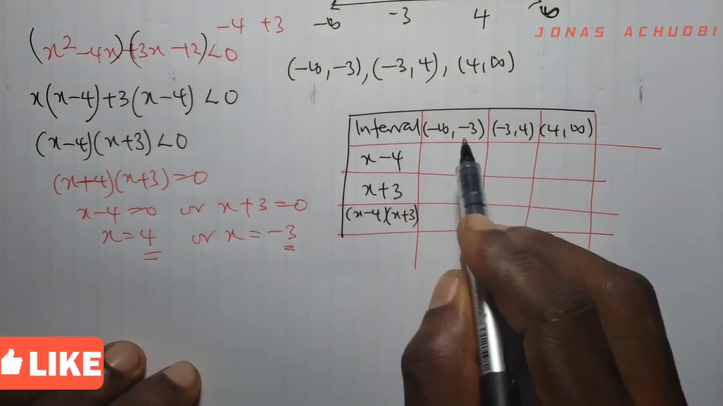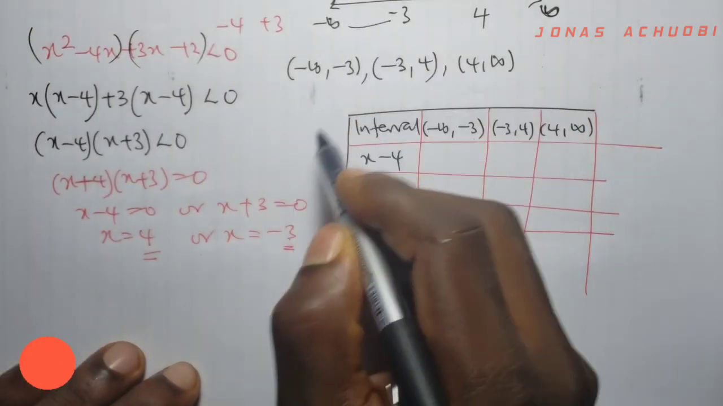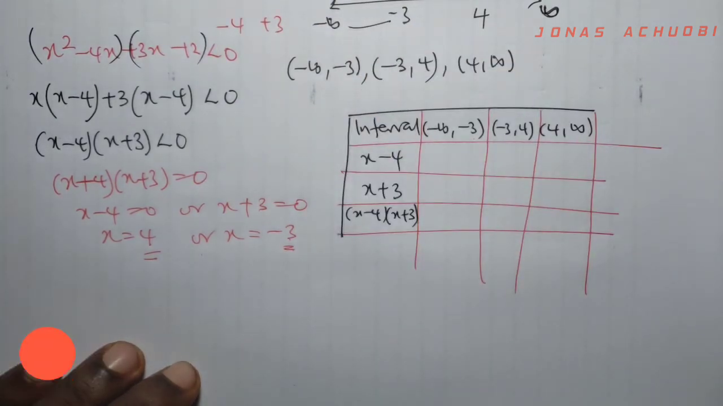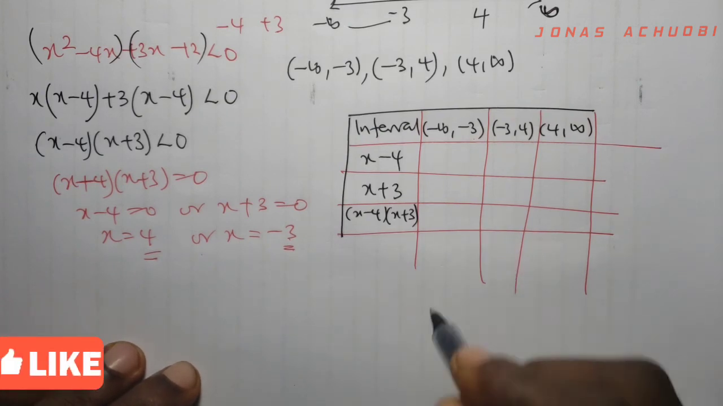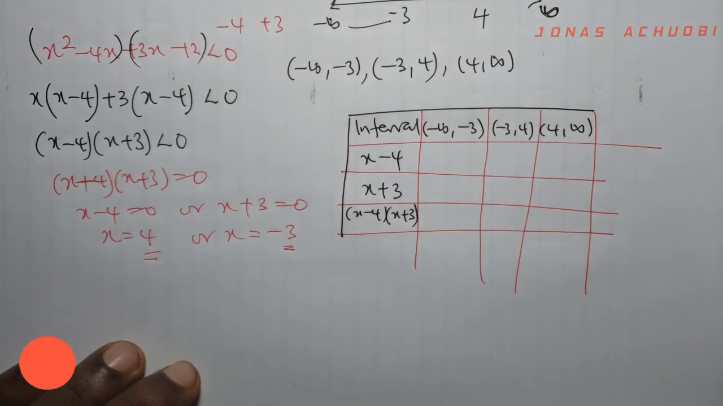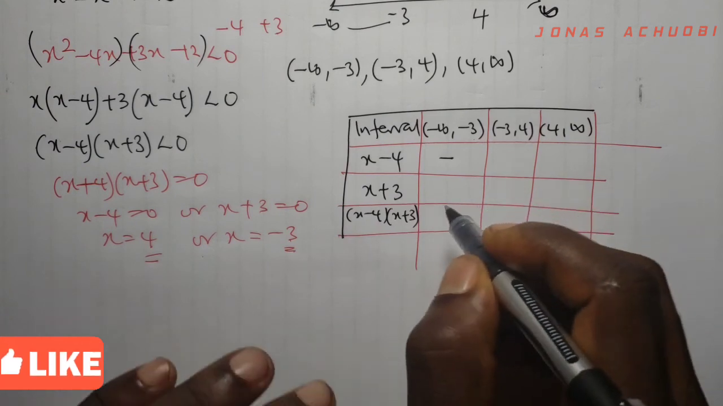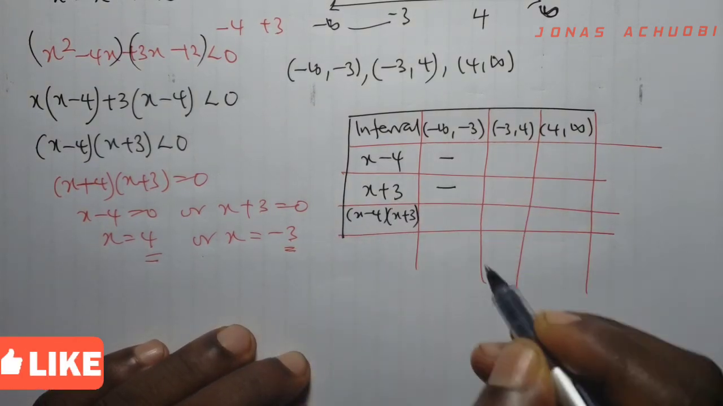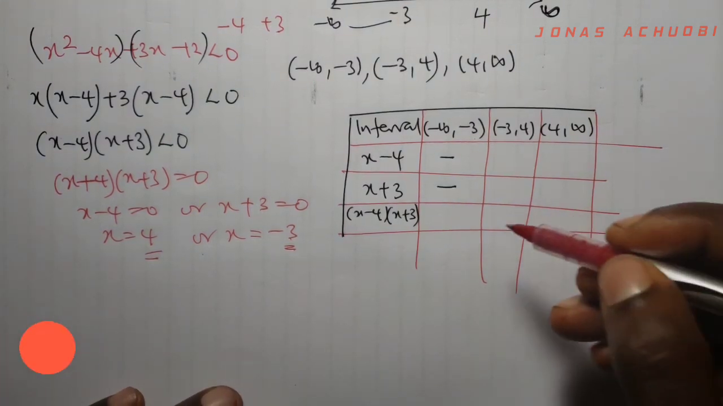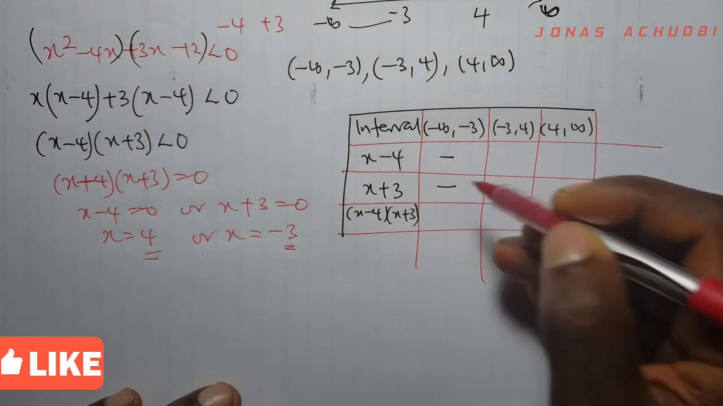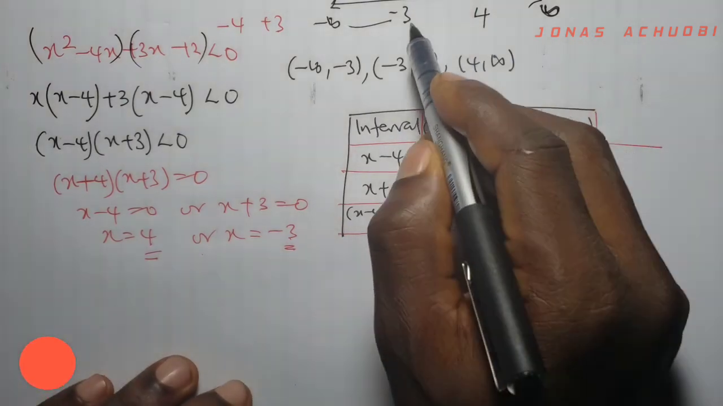So in the first interval, like we did before, between minus infinity and minus 3, we pick one number. Let's say minus 4, no problem. So minus 4 minus 4 is minus 8. And our interest is in the sign, not the value. So on this interval, we have minus. And then minus 4 plus 3 is minus 1, so it's negative. We now want to get the product of those two signs. So minus times minus is always positive.